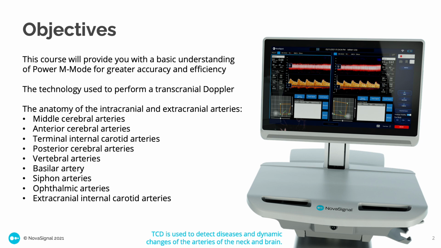In today's presentation, we will cover the anatomy of the intracranial and extracranial arteries as listed below: the MCAs, the ACAs, the terminal internal carotid arteries, the posterior cerebral arteries, the vertebral arteries, the basilar artery, the siphon arteries, the ophthalmic arteries, and the extracranial internal carotid arteries.